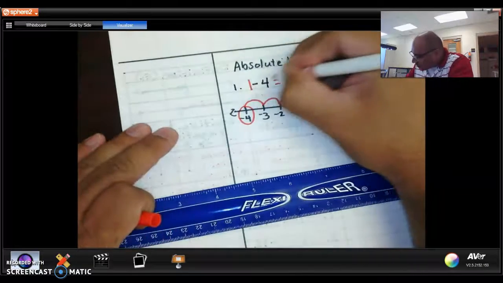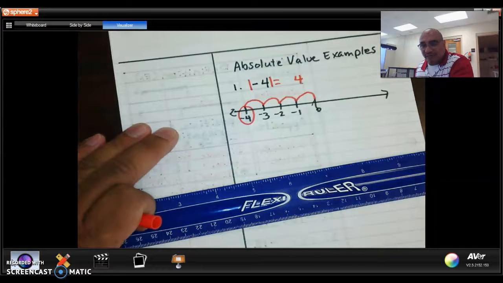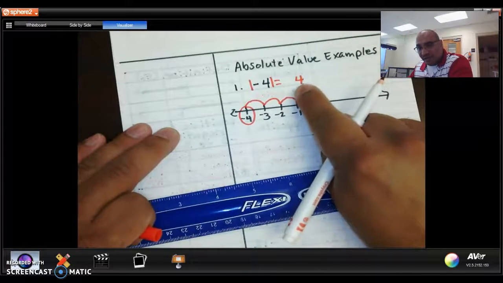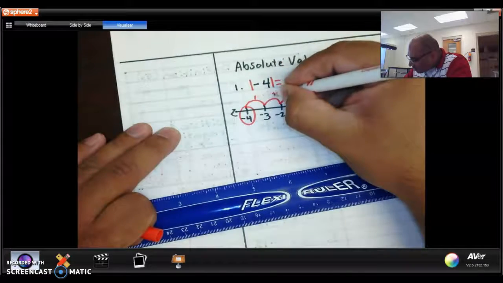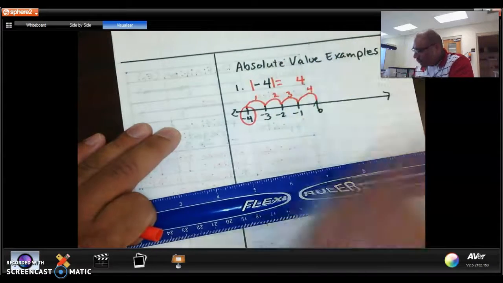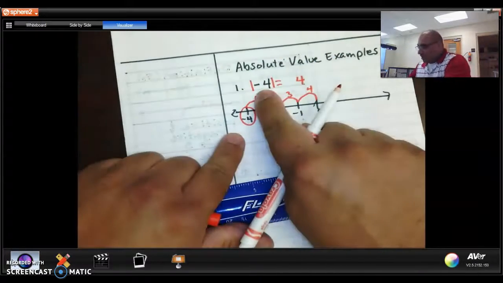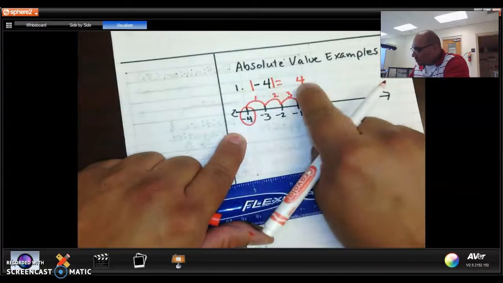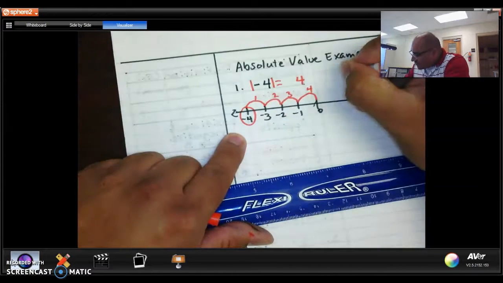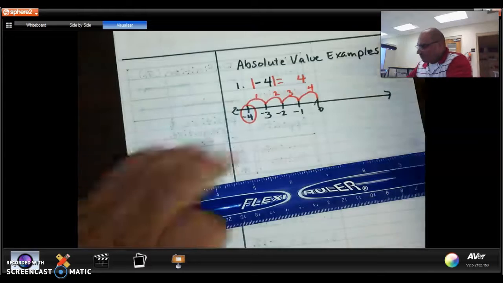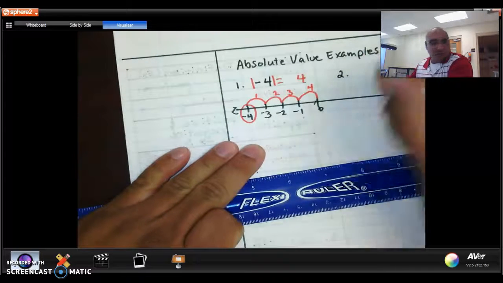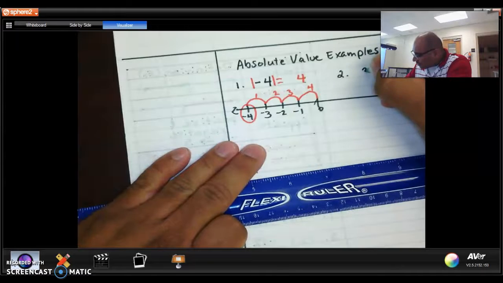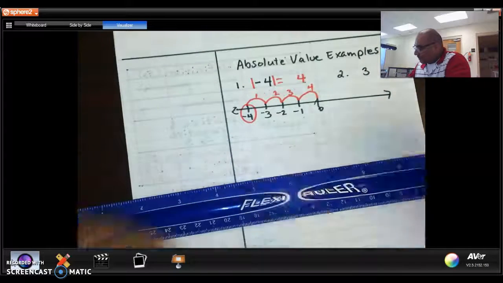And again, we are talking about absolute value. And again, it is always positive. That's why it's 4. 1, 2, 3, 4. No matter what, absolute value of any negative number is always going to be positive. The absolute value of any positive number, for instance, on number 2, let's just say I gave you guys the absolute value of 3.